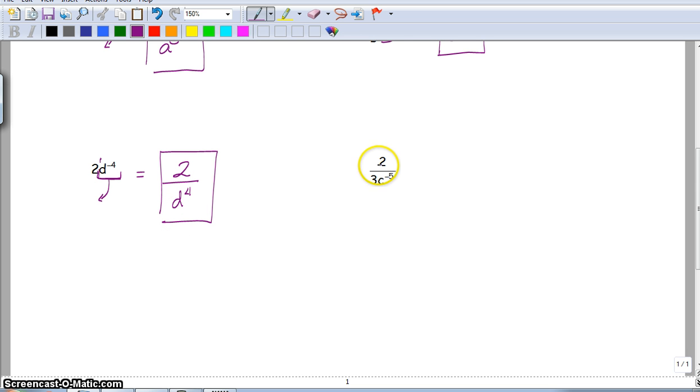When I look at my 2 over 3c to the negative 5, only c is being raised to the negative 5th power. 3 is being raised to the first power, it stays. 2 is being raised to the first power, so it should stay as well. So now I have a 2 in the numerator, a 3 in the denominator. C moves up to the numerator and becomes raised to the positive 5th power, which is the answer to that problem.